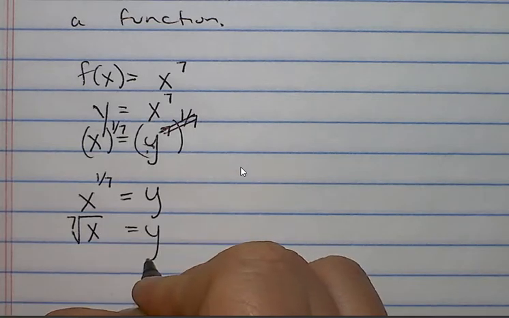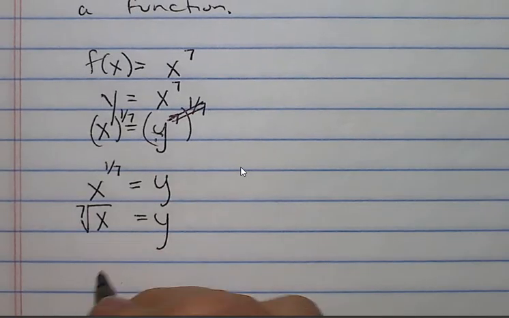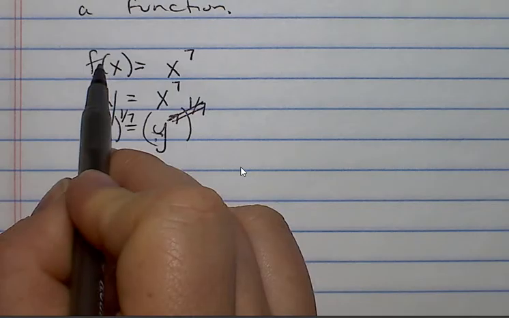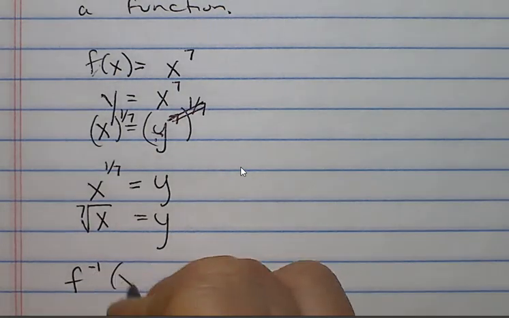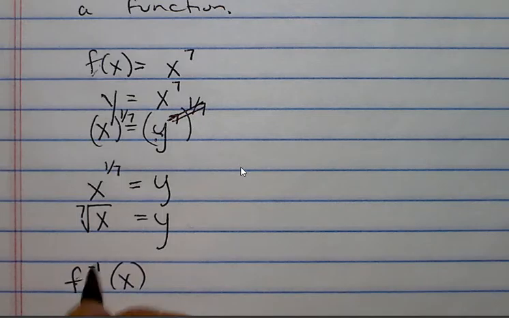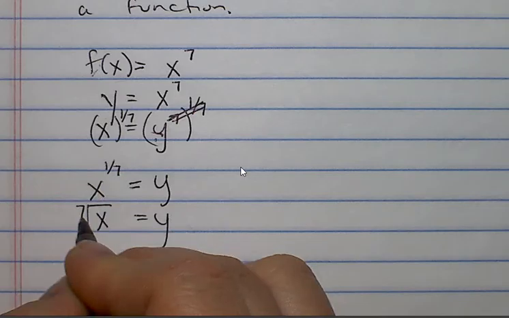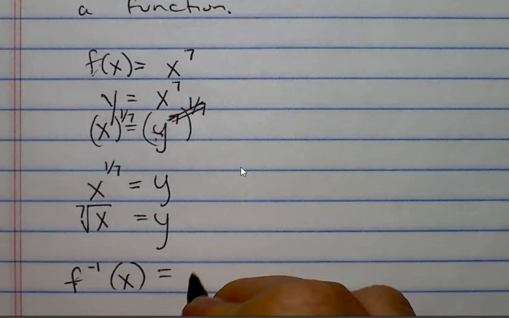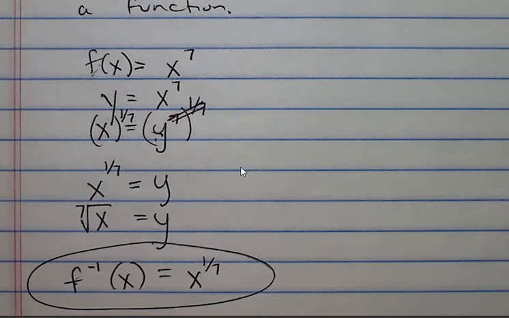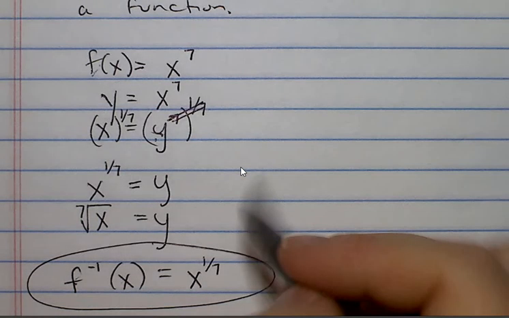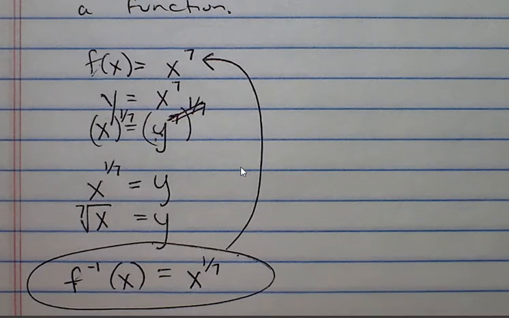The fourth and final step is to rewrite this in inverse function notation. So look up to the original, we're working with an f. This little -1 denotes that it's the inverse of function f. And whether you write it in rational exponent form or radical form, it does not matter. Problem is done. This is the inverse of the original function f of x equals x to the 7th.